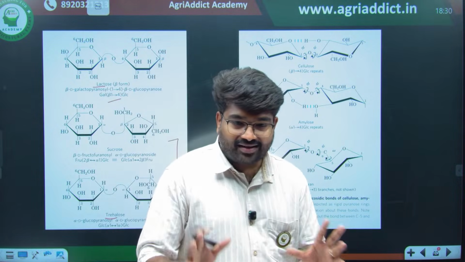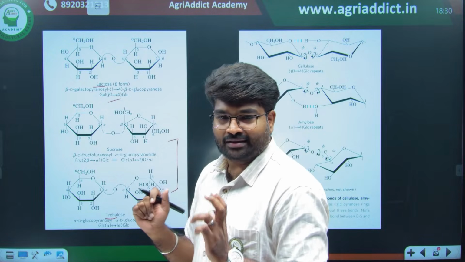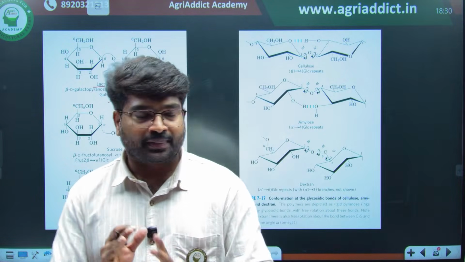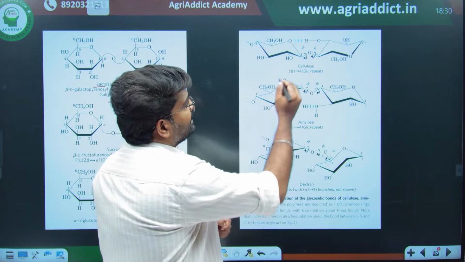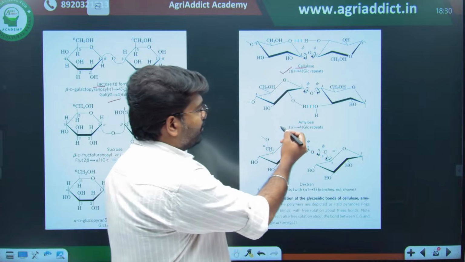So these are the primary important things you have to remember about the basics of carbohydrates: what the sugars are and what linkages are present in them. If you see cellulose, the primary linkage is beta 1,4, and amylose means what?